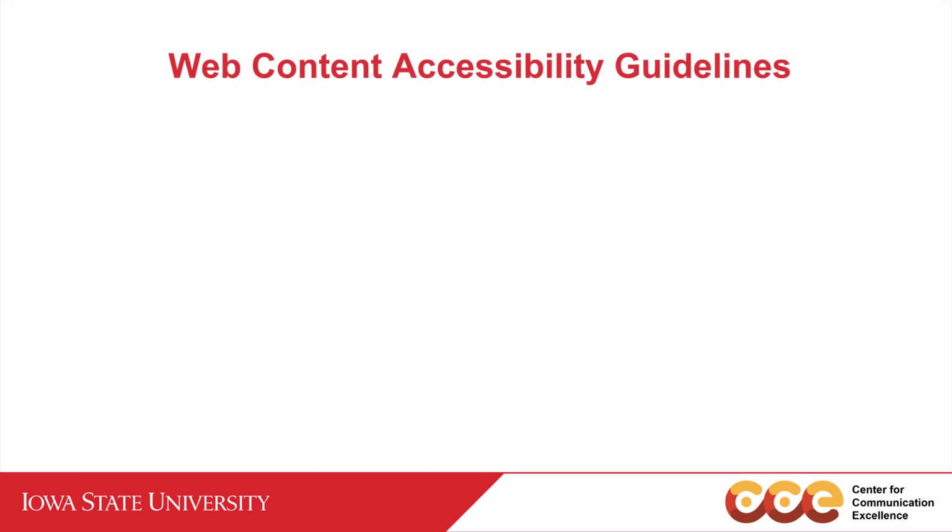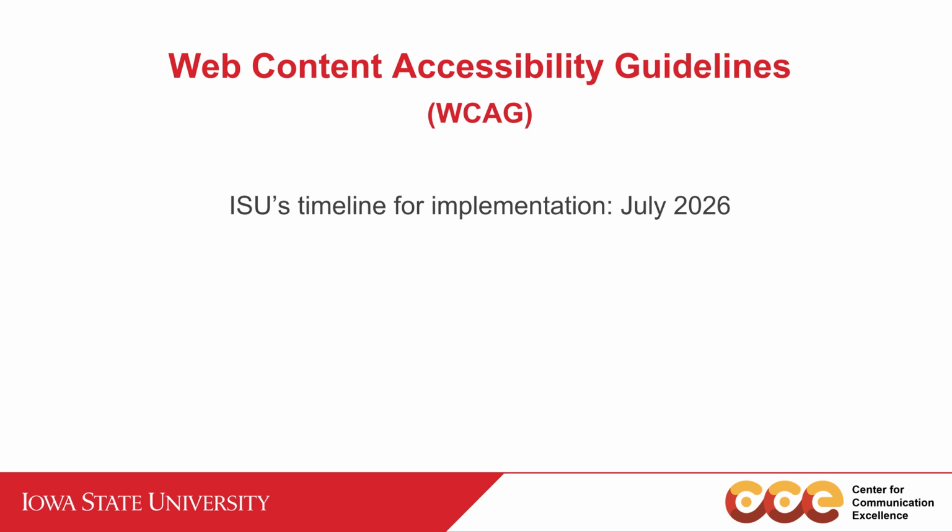Iowa State University's digital accessibility policy aims to comply with the Web Content Accessibility Guidelines, abbreviated as WCAG. Iowa State's timeline for implementation of the digital accessibility policy states that by July 2026, all digital content produced at Iowa State University must comply with the standard. You can find the link to the ISU digital accessibility policy in the description below.